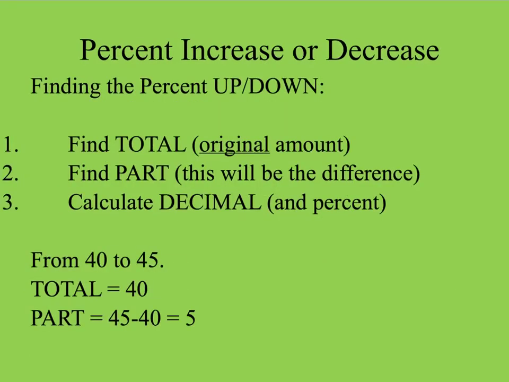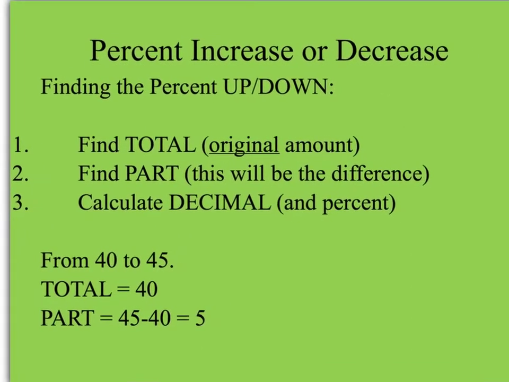Okay, to find the percent increase and decrease, the total is the original amount. So it's where you started from. So from the example, if you started at 40, that's your total. That's your original, that's your denominator. The part is the change. The part is what it went up or down by, the difference between where you started and ended. The order doesn't matter, all you want is a value. So there's 5 between 40 and 45, and that's your part.